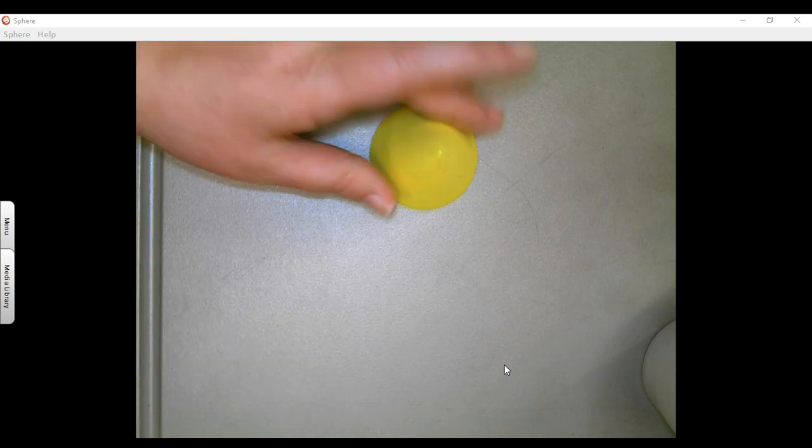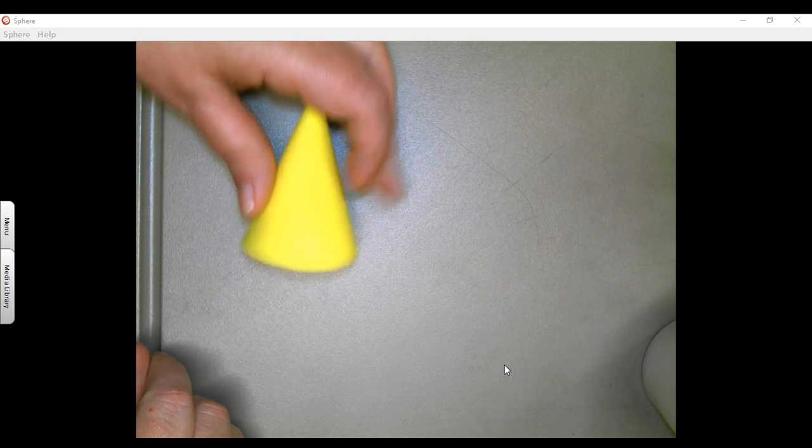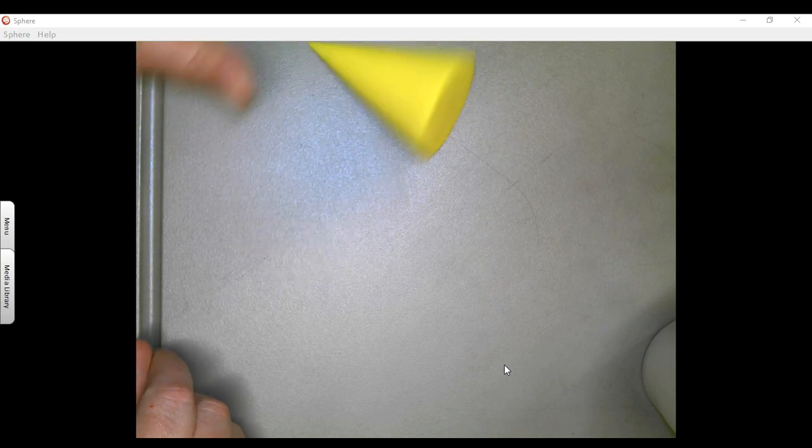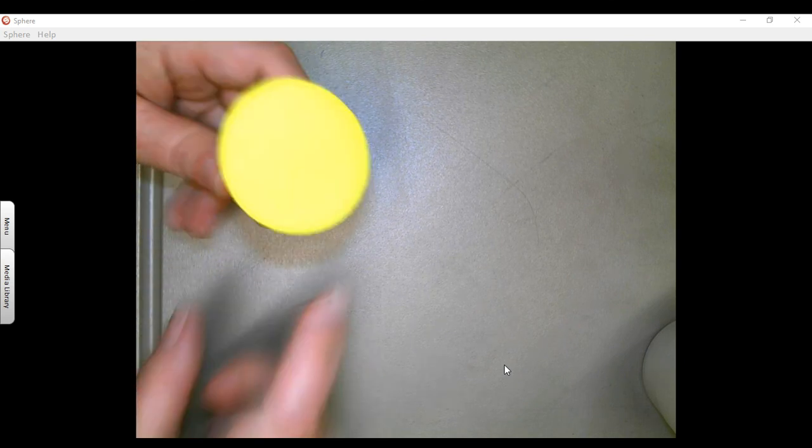Here's a tricky one a lot of students struggle with. What about a cone? How many faces does a cone have? 1. Oh, wait. It doesn't slide, it rolls. A cone only has one face. There's only one part of this that is flat.